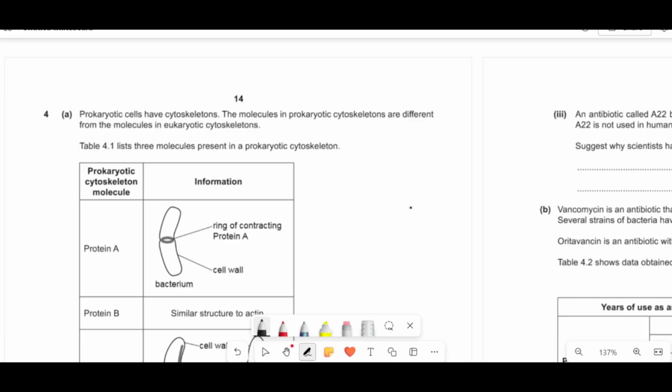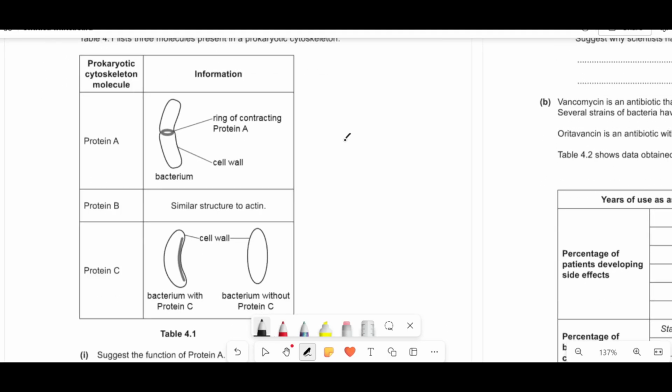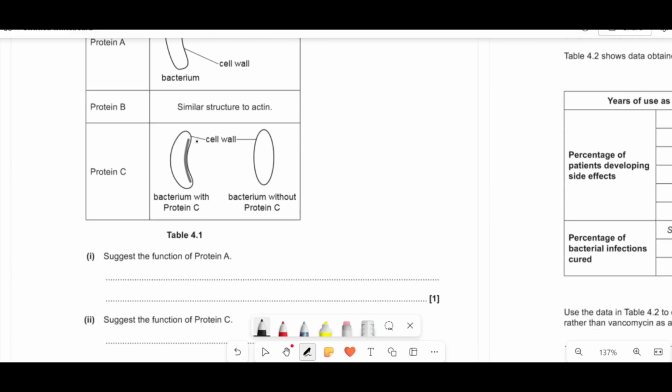There you go. So prokaryotic cells have cytoskeletons. The molecules in these prokaryotic cytoskeletons are different from the molecules in eukaryotic cytoskeletons, and there's 3 molecules present in a prokaryotic cytoskeleton in this figure. Protein A, which is here, so we've got a ring of this contracted protein A. Protein B is similar in structure to actin, and then protein C is we've got this bacterium there just chilling with protein C. So it says suggest the function of protein A.